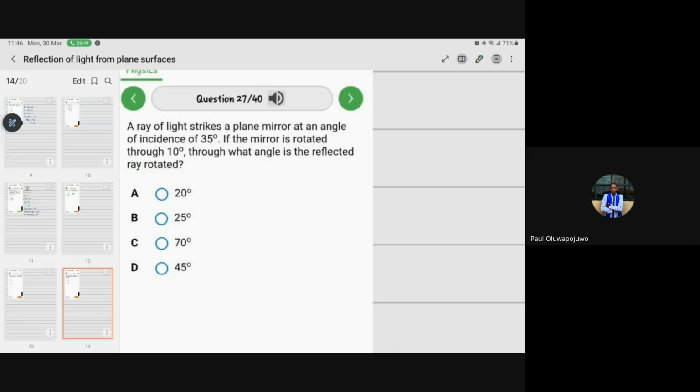Go ahead, continue. The second reflected ray will be I or R plus theta. That's the 10, so making it 45 degrees. So what you are trying to do is first calculate your reflected ray from the incident ray that was given to you, which is 35 degrees, and then connect it to your angle of rotation, isn't it? Yes, sir. Okay. So Emmanuel, can you defend your people for A?